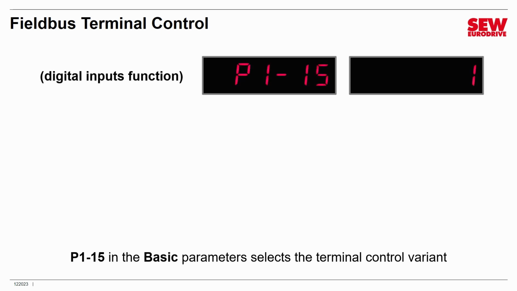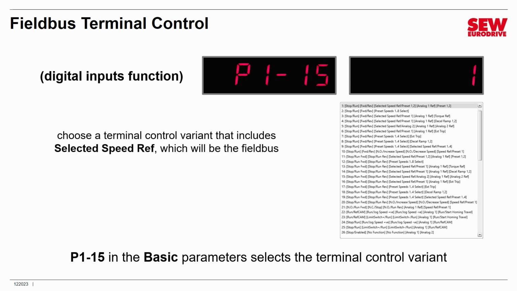So this is configuring what the digital I/O signals are going to do. So parameter 115, as you know, sets the digital inputs function. We often call this the control variant. And as you know, there are 26 variants plus the custom one. Now, when you're working in Fieldbus control mode, you need to pick a variant that includes something very specific.